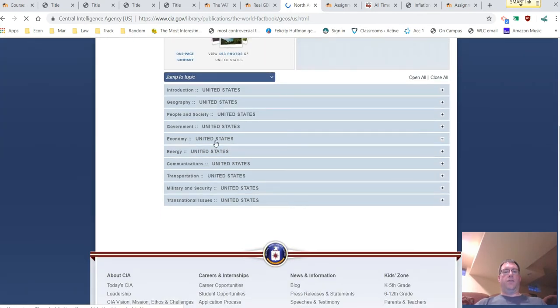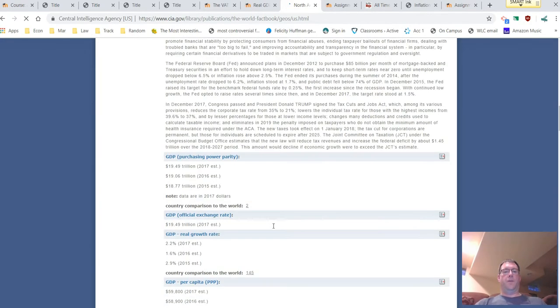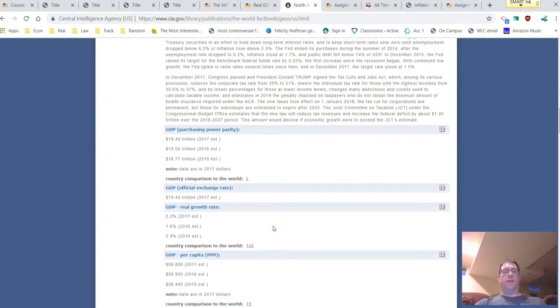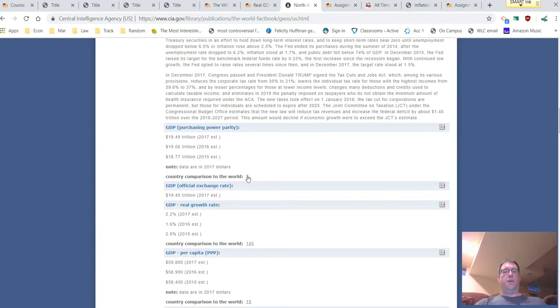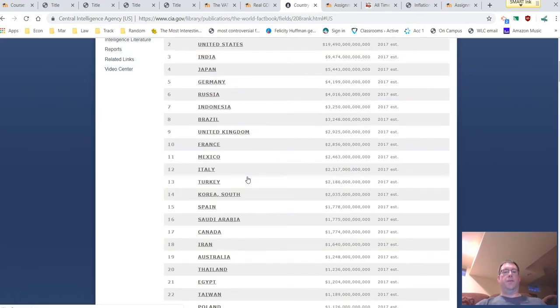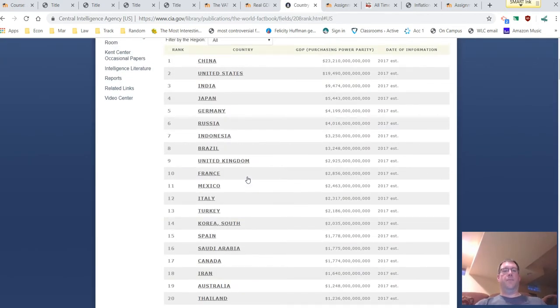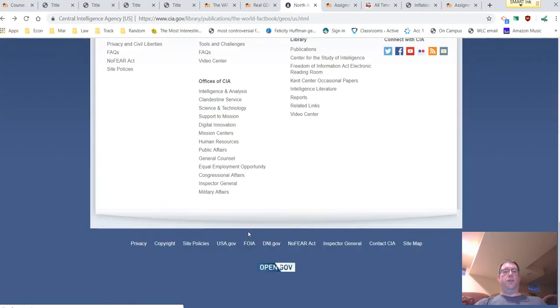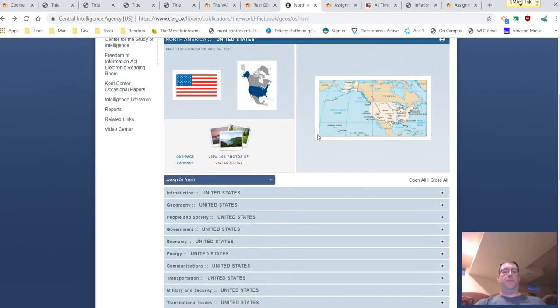And you're going to go down to the economy section. And for instance here, GDP, we are currently 19 trillion is the most recent estimate they have. And if you click here on the country comparison, you will get the list of the top 10, China sitting at 1 and the US sitting at 2. So you're going to look at this list and then you want to compare that to GDP per capita.